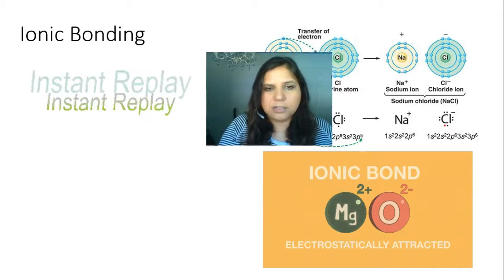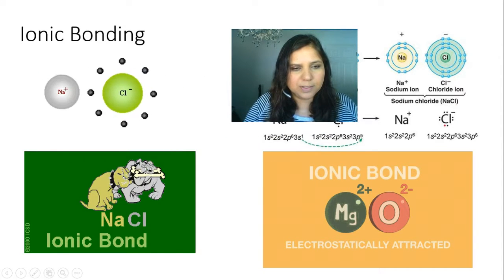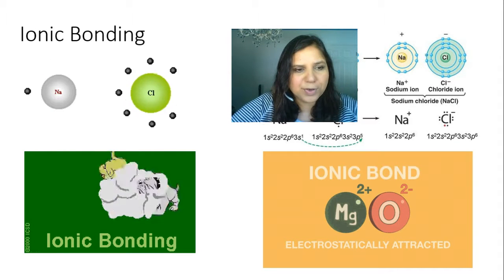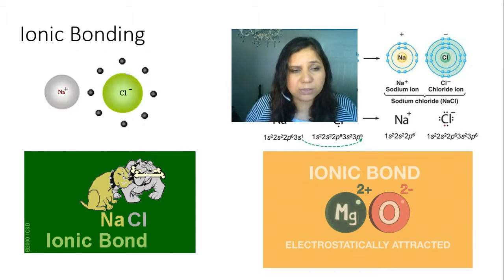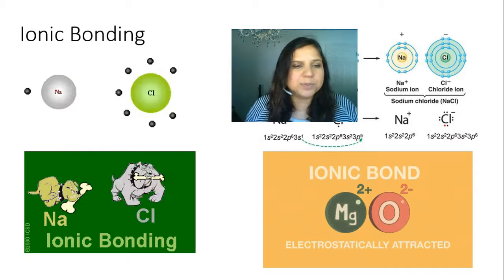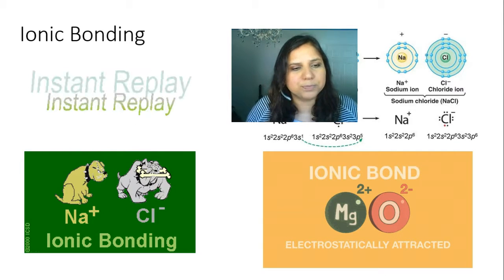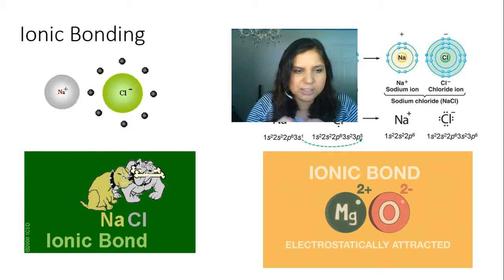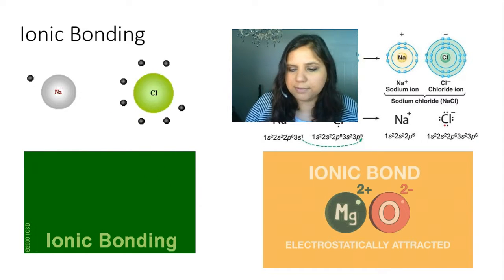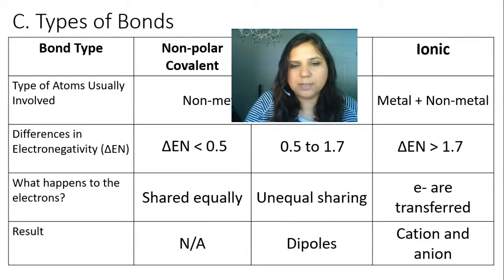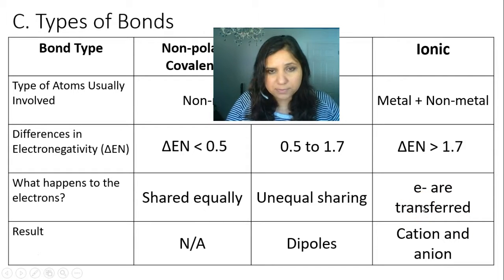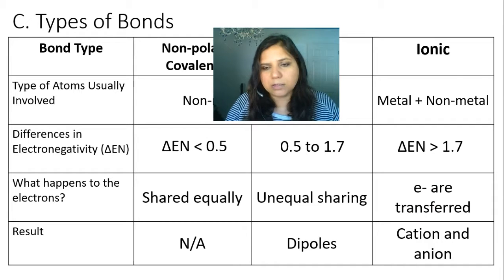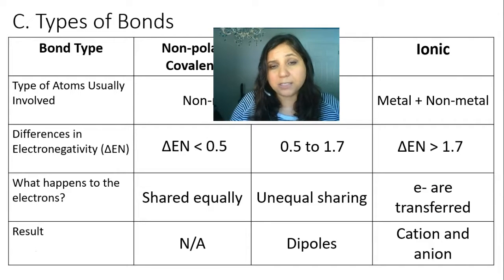Here is the dogs as an example as well. Okay, so you have the two dogs fighting over the bones. One's so much stronger, the chlorine is so much stronger than the sodium that it completely rips away the bone or electron. And now they're electrostatically attracted because sodium's positive and chlorine is negative. Okay, we're going to add to our table. And that is what's happening to the electrons. Well, they're transferred. One gives, the other takes. And the result is you get a cation and an anion, a positively charged atom and a negatively charged atom.